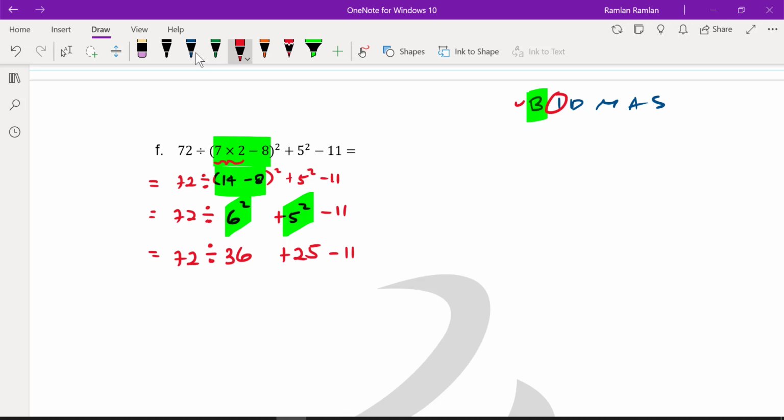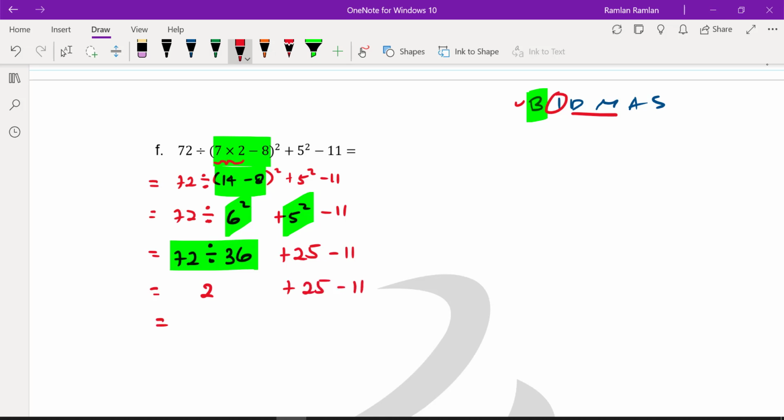Okay, so the next one, we have done that one. We're going to do the division or multiplication. In here we have a division, which is over here, right? 72 divided by 36, and that'll be just equal to 2. So just 2 put over here, and then plus 25, and minus 11 is still there because we haven't done anything with that.